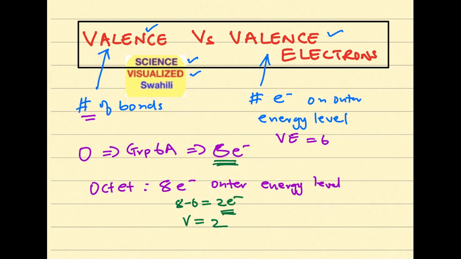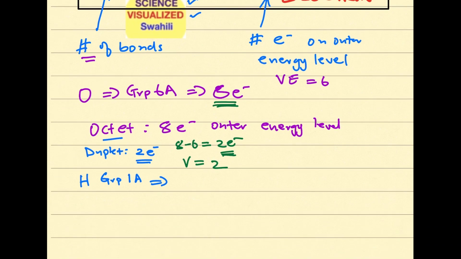Another example will be hydrogen. It's in group 1A, and because it's in group 1A, we use another rule. Instead of octet, we have another one called duplet, which states that there is some stability when you have 2 electrons on the outer energy level. Looking at hydrogen, in group 1A, it has 1 electron. So we're missing 1 more electron to form 2 electrons. So 2 minus 1 equals 1, and therefore hydrogen has a valence of 1. That means it makes 1 bond.